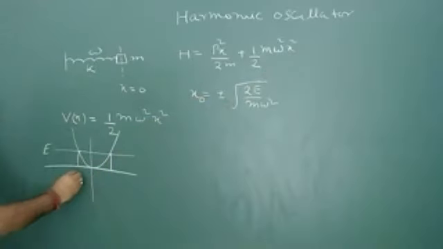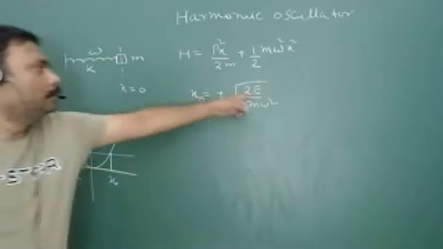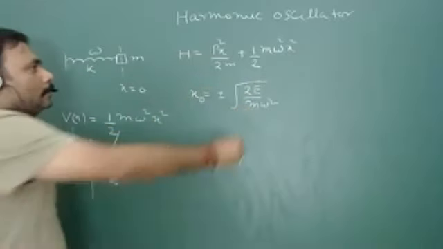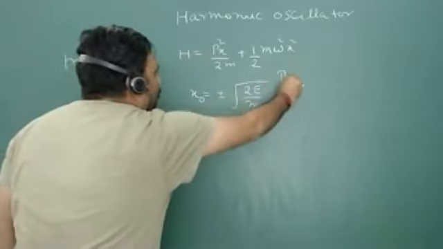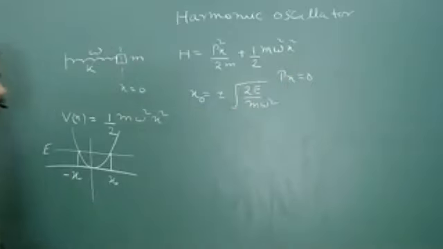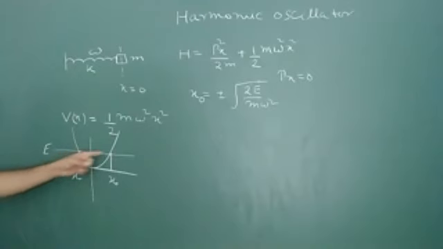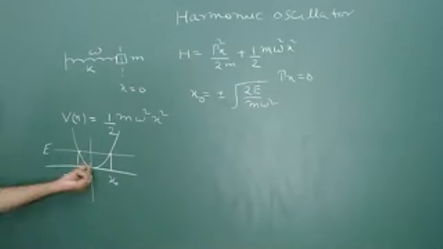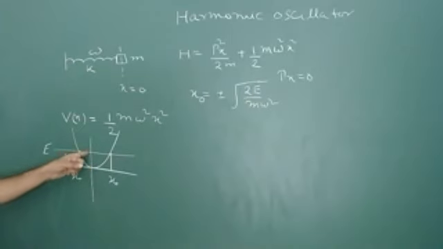So I can just write these are the turning points. One is minus x naught, another is plus x naught. And this value is 2E upon m omega square because px is actually 0. So the particle will be at rest at these two points. But what will happen at the center? At the center, the particle has maximum speed. Why? Because potential is minimum, so kinetic energy is maximum. So at the center, the particle has maximum speed.